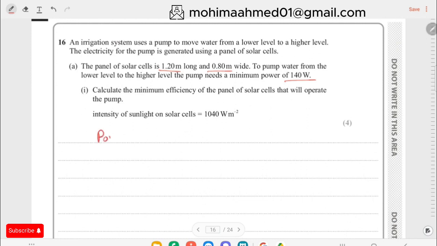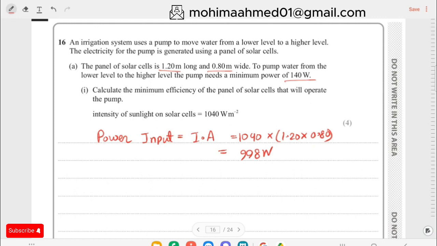So for power input, it would be intensity multiplied by the cross-sectional area. So that's I times the cross-sectional area. I is the intensity of the sunlight, and the cross-sectional area is 1.2 times 0.8. So if you calculate this, you're supposed to get 998 watts. Now out of this 998 watts, the power required to operate the pump is 140 watts, right?